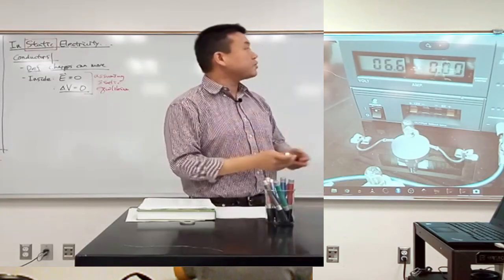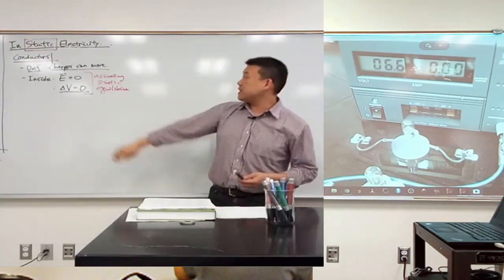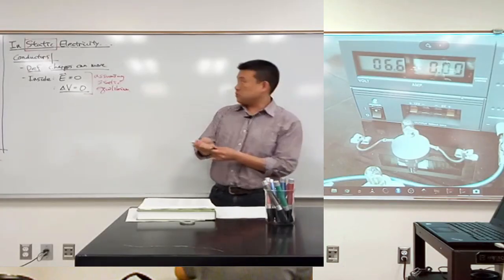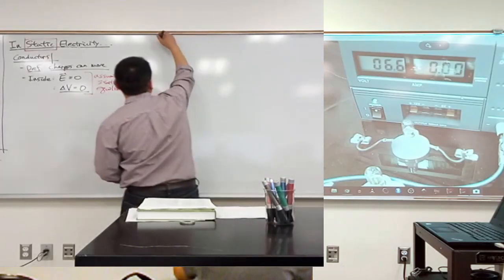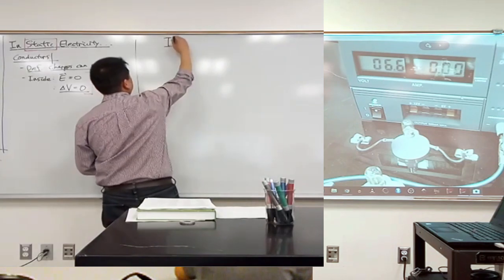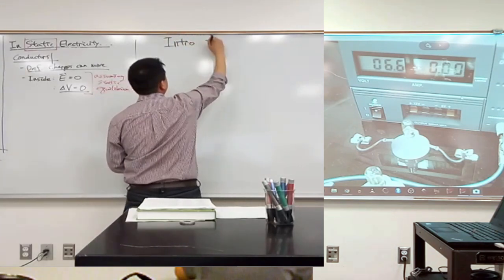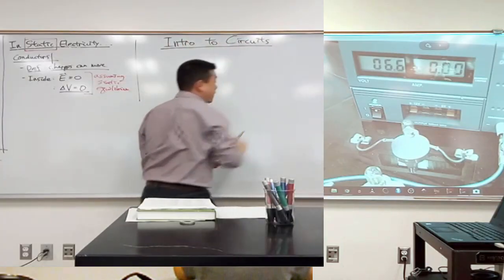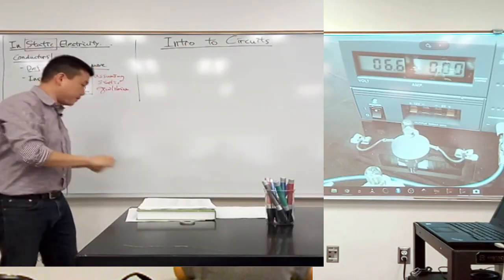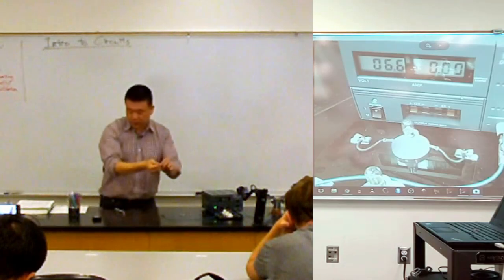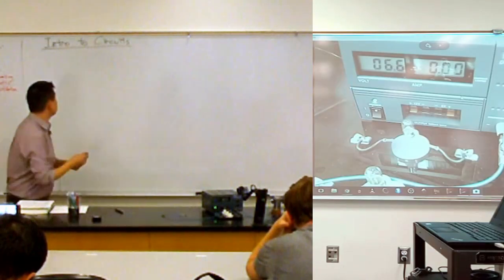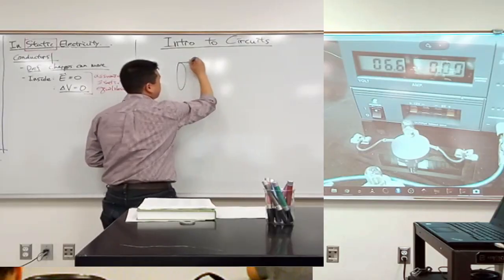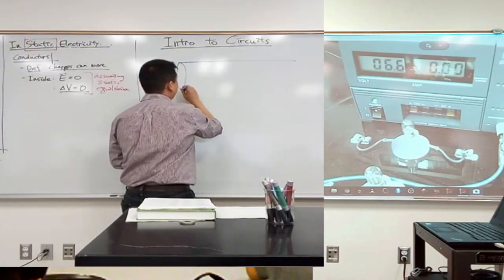So let's try to describe exactly in what way it's not a static equilibrium anymore and what that means. Let me call this intro to circuit. Let me draw a picture of this conducting wire, and because this wire is so thin, let me draw it a little bit bigger. So imagine this sort of cylinder is a representation of the conducting wire.